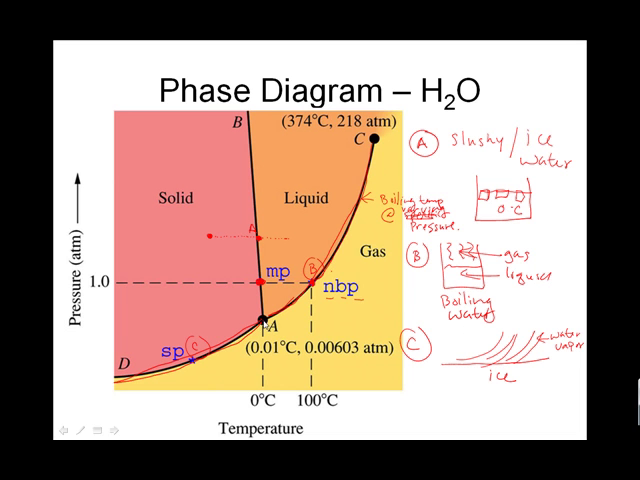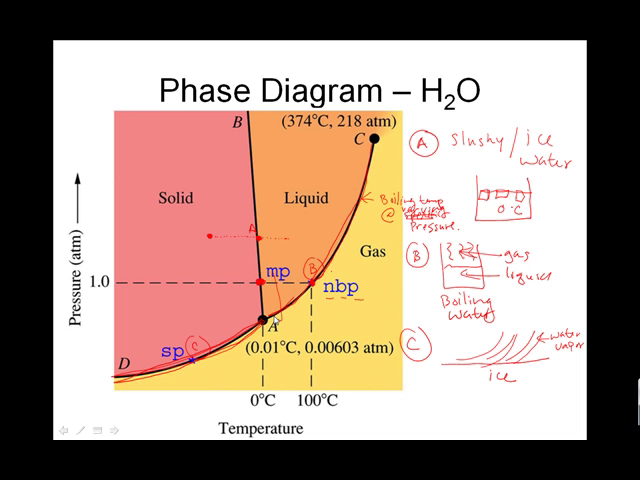So along that line is where the vapor as well as the solid ice coexist. And along this line is where the gas, the vapor, and the liquid coexist. And along this line is where the solid and the liquid coexist. Okay? Or exist at the same time.